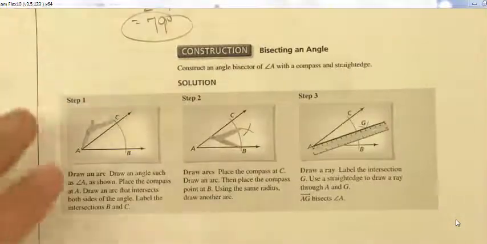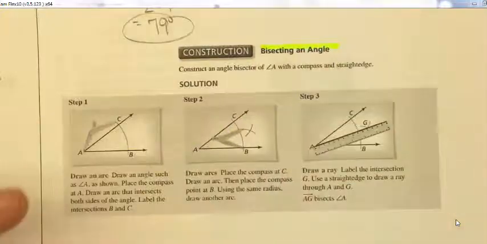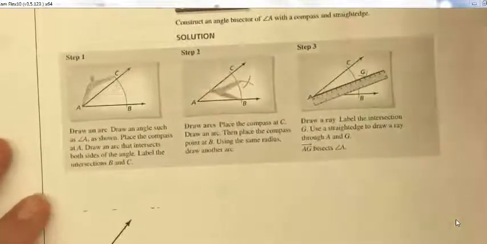Let's bisect an angle. So this is another construction. We're going to use our compass and our straight edge. I actually really like this one. This is one of my favorite ones. And we're just going to follow these steps.